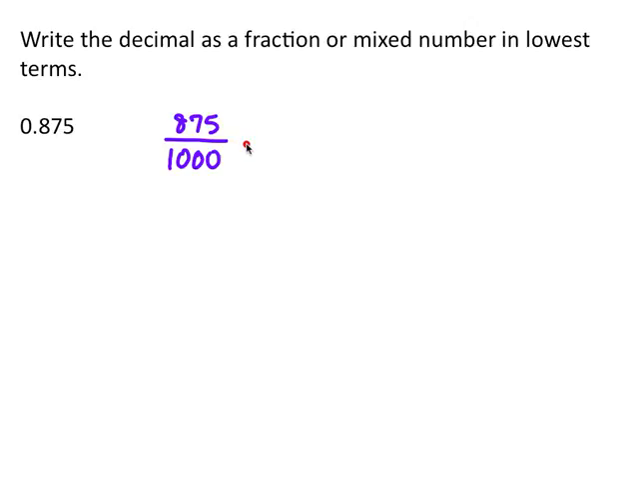So, well, we might say, well, this one ends in 5, that ends in 0, so we could divide by 5. So 875 divided by 5 is 175, and 1,000 divided by 5 is 200. Well, we still end in a 5 and a 0, so we can keep dividing by 5.